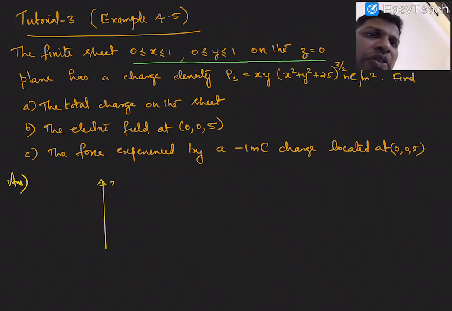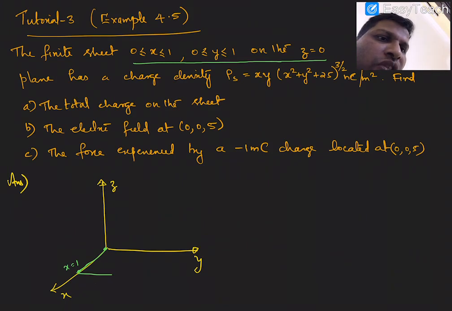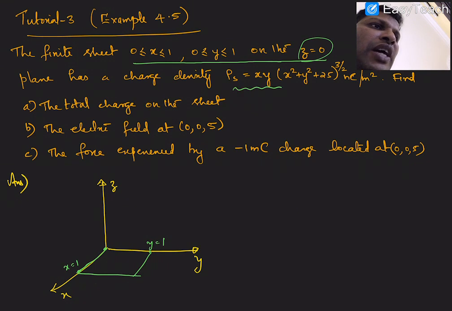So let's see, this is the z axis, x axis and y axis, and now x is changing from 0 to 1. So this is x equal to 1, and y is also changing from 0 to 1. So this is the point y equal to 1, and you see z is given as 0. So it is in the xy plane, and it has a charge density which is a function of x and y. So this is the charge density which is given, and the unit is nanocoulomb per meter square. You have to find what is the total charge on the sheet.